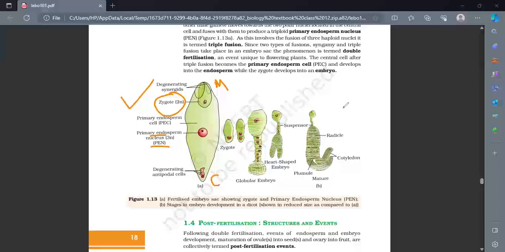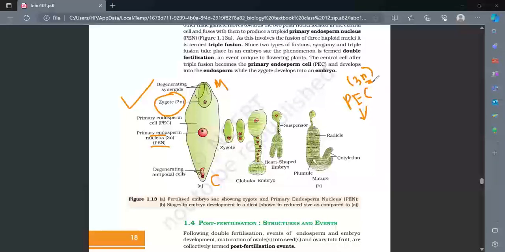Now there are two terminologies being used. One is PEC, and this PEC is the primary endosperm cell. Sometimes the question comes: what is the ploidy of the PEC? It is 3n in number, right? Make sure about this.